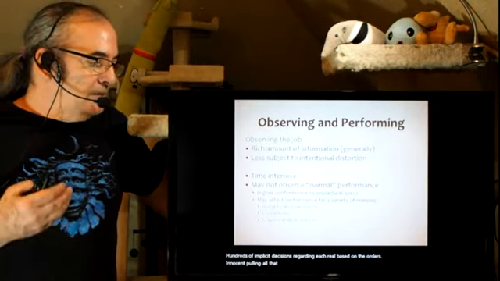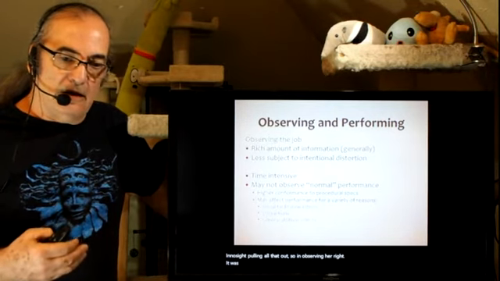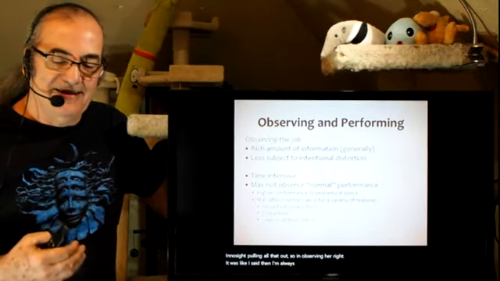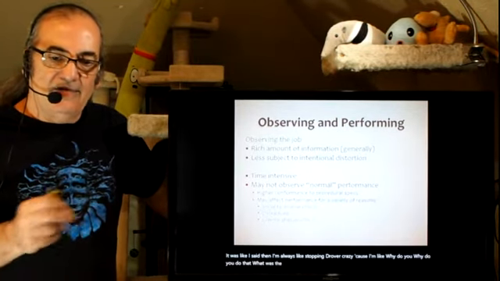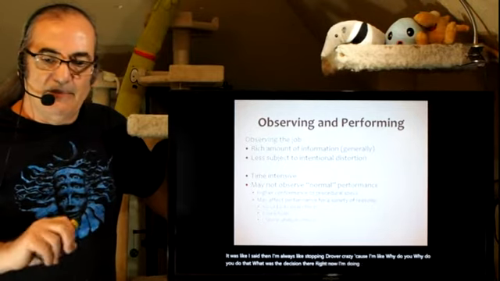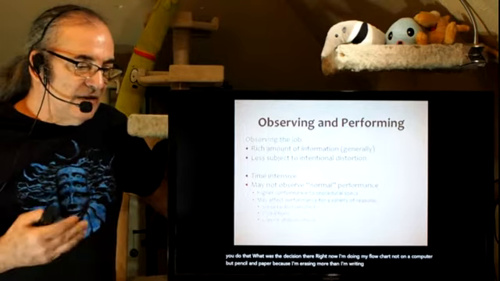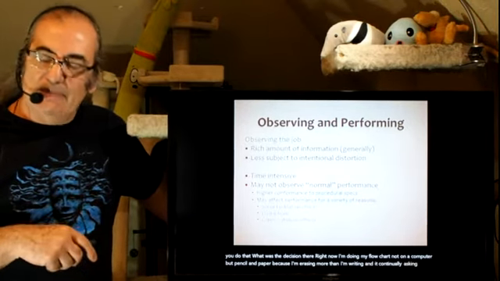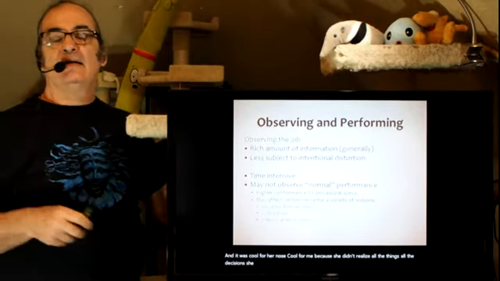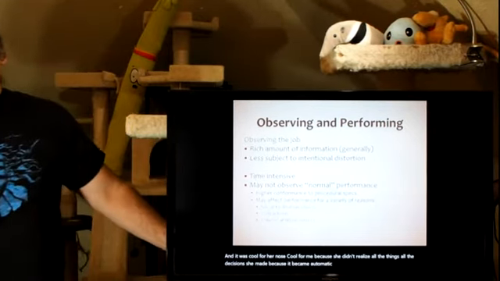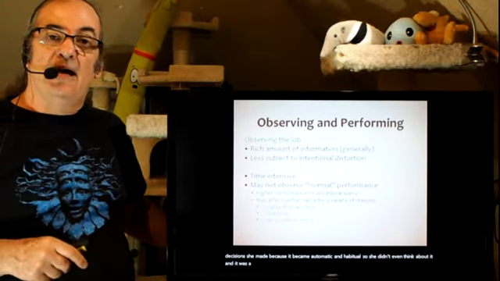So in observing her, I was always stopping her, and it drove her crazy, because I'm like, why did you do that? What was the decision there? And I'm doing my flowchart not on a computer but with pencil and paper, because I'm erasing more than I'm writing, but continually asking her. It was cool for her and cool for me, because she didn't realize all the decisions she made, because it became automatic and habitual, so she didn't even think about it. It was a fascinating but difficult task.